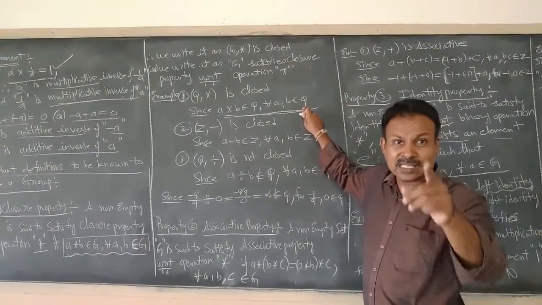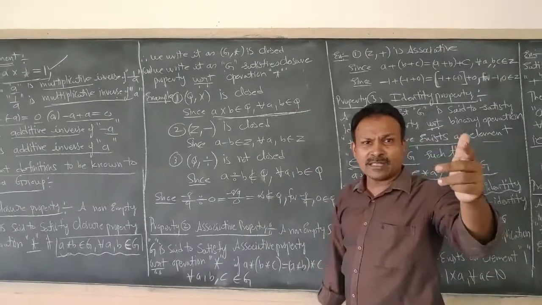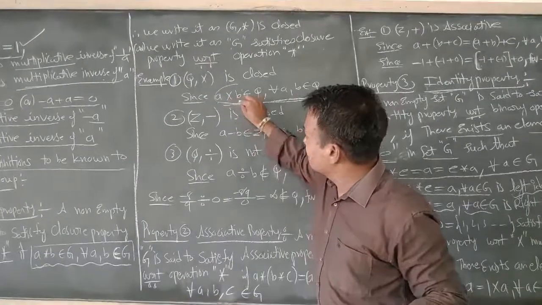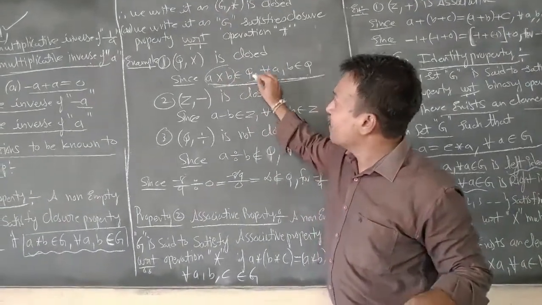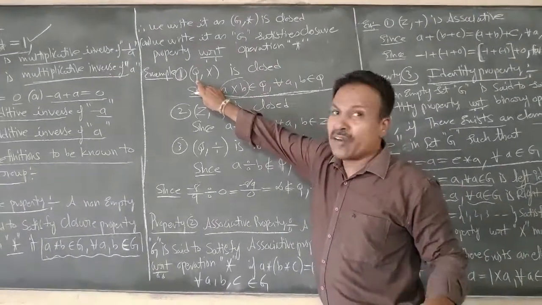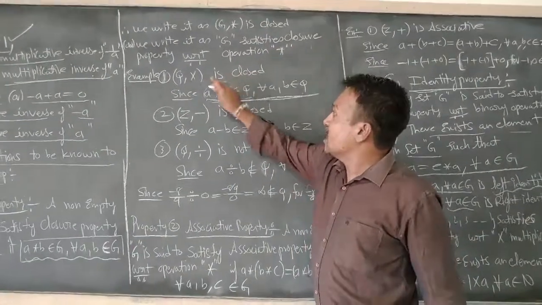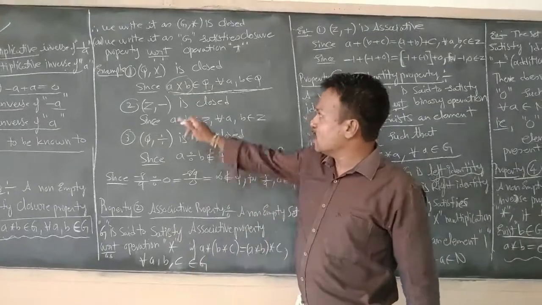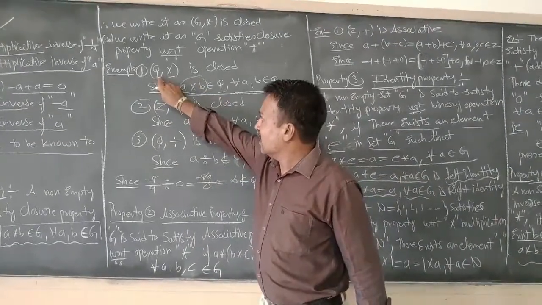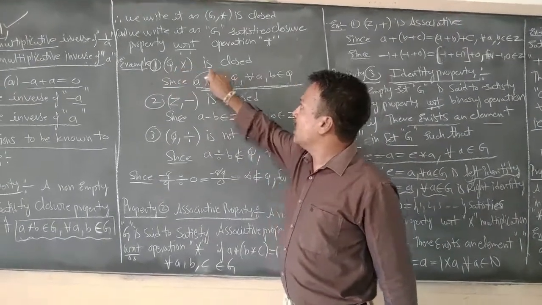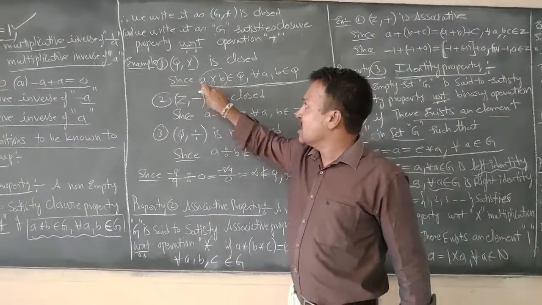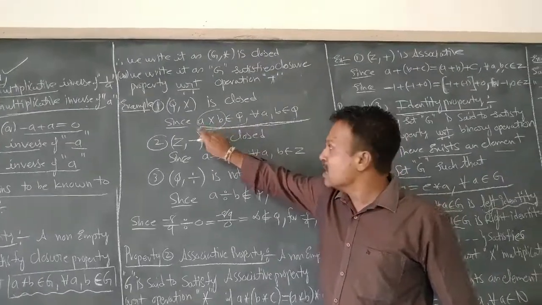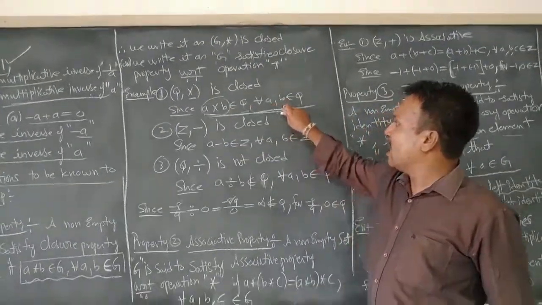This condition says that if I take any two rational numbers and multiply them, and the resultant value is also a rational number, then we can say that the set of rational numbers is closed with respect to the operation multiplication. That is why I have written Q, multiplication is closed. The reason is A * B belongs to Q, where instead of star I have taken multiplication: A into B belongs to Q for every A, B belonging to Q.